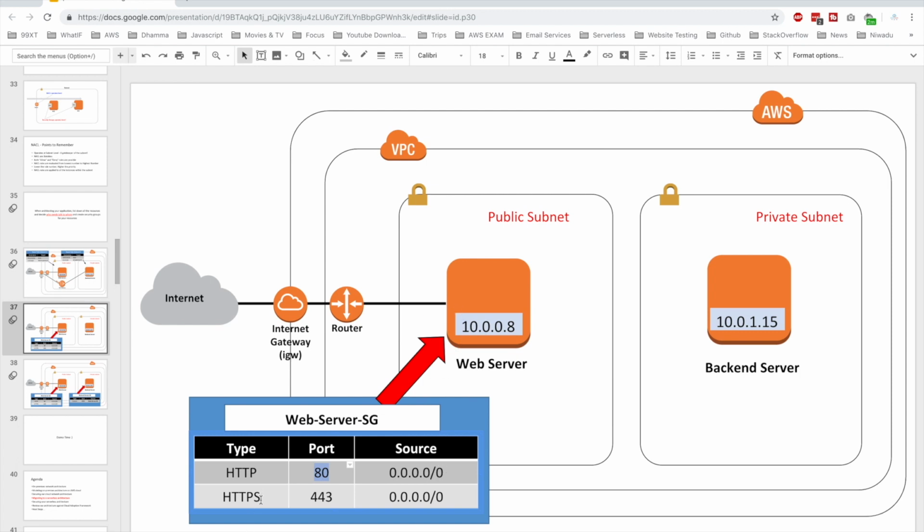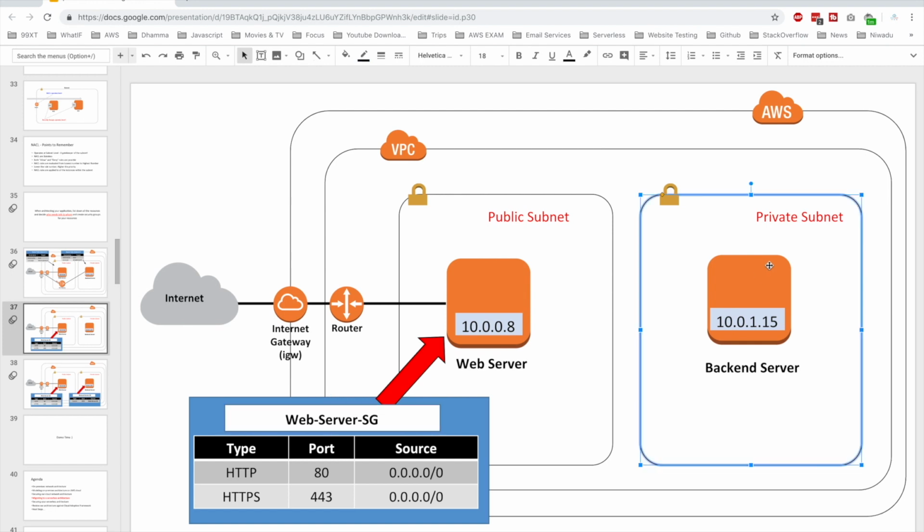Similarly, we are going to allow HTTPS traffic as well from any source. So once we define this security group, our web server can be accessible over the internet on HTTP or HTTPS protocols. Now, one thing to remember, guys, here we did not specify a NACL rule because when you create a VPC, it will create a default NACL that will allow all inbound and outbound traffic. So here we just have to define our web server security group and configure these two rules. Then it is accessible over the internet.